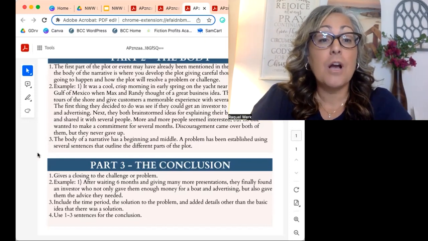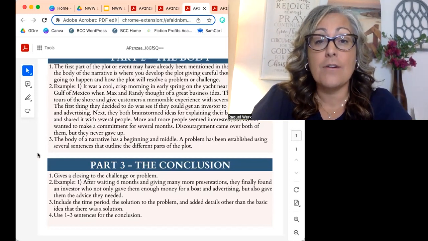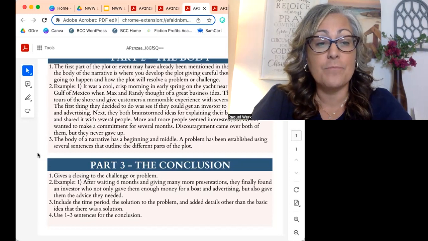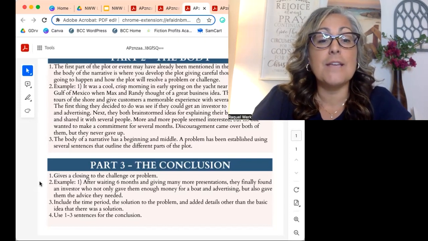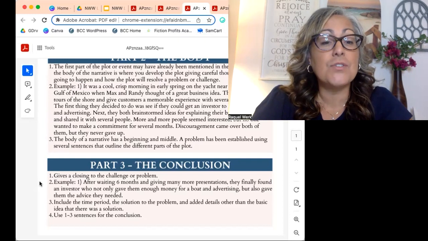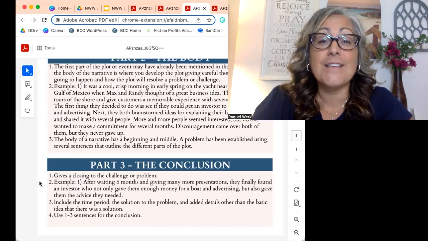Okay, now we're going to talk about part 3 of the narrative paragraph, which is the conclusion. The conclusion gives a closing to the challenge or problem. And here's my example from Max and Randy's story. After waiting 6 months and giving many more presentations, they finally found an investor who not only gave them enough money for a boat and advertising, but also gave them the advice they needed.